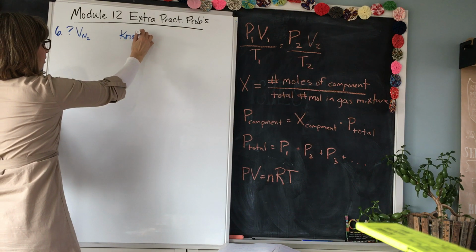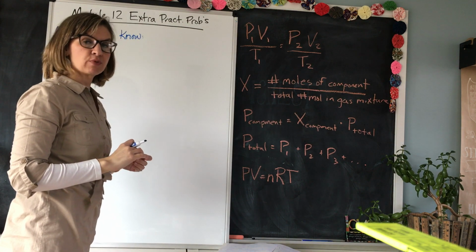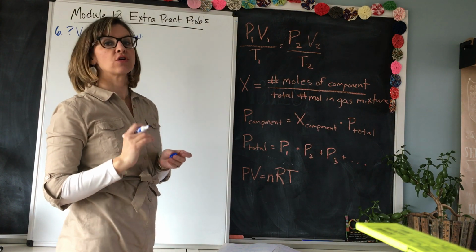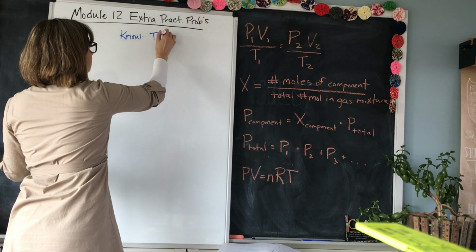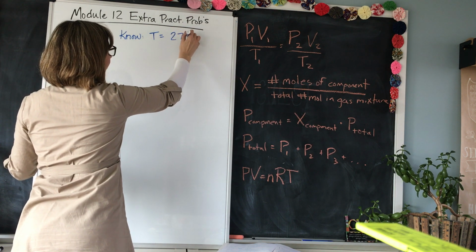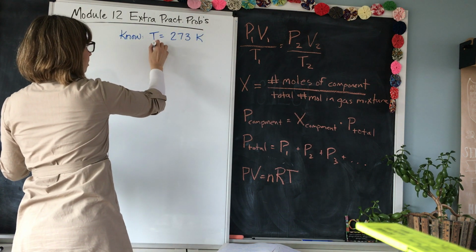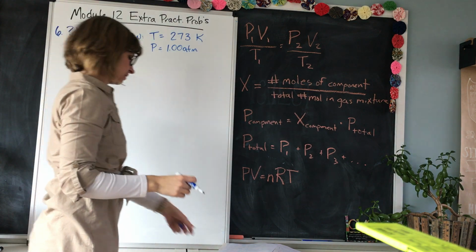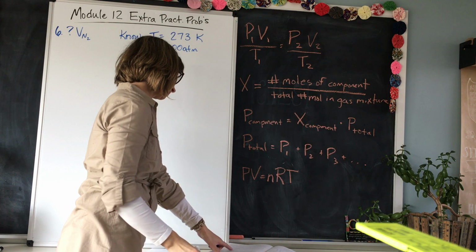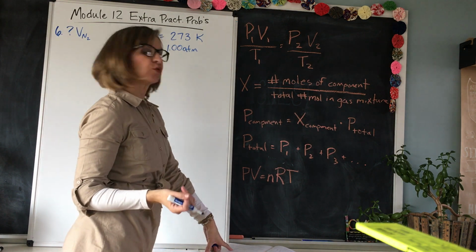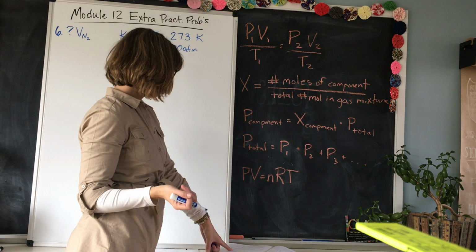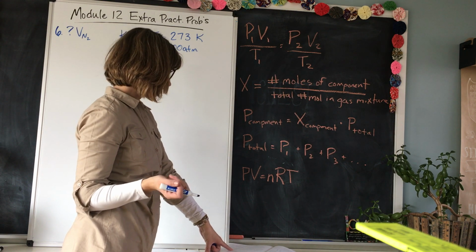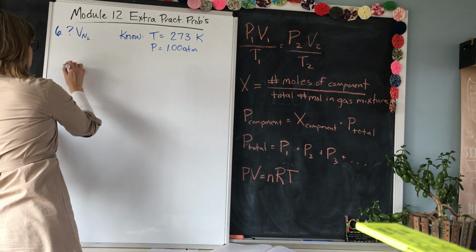And what do we know? We know that it is at standard temperature and pressure. Standard temperature is 0 degrees Celsius or 273 Kelvin. Standard pressure is 1.00 atmospheres. And then what else do we know from the problem? We know how many grams of nitrogen there are, which means we can figure out how many moles of nitrogen gas there are. So let's do that first.